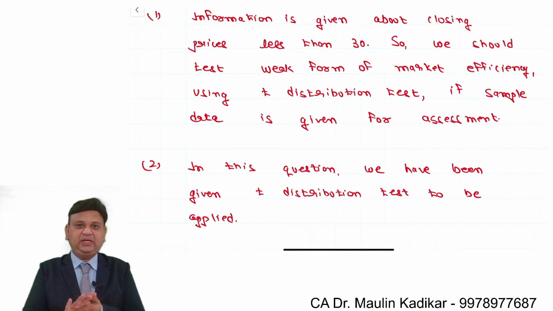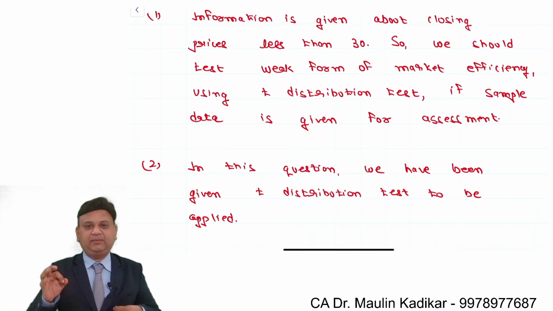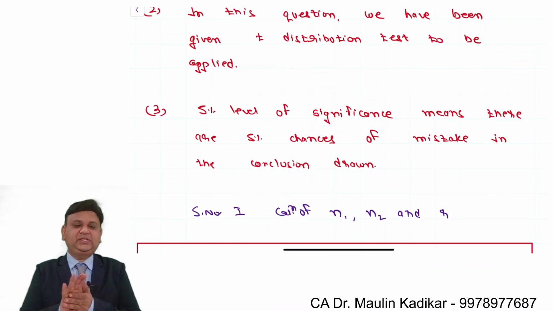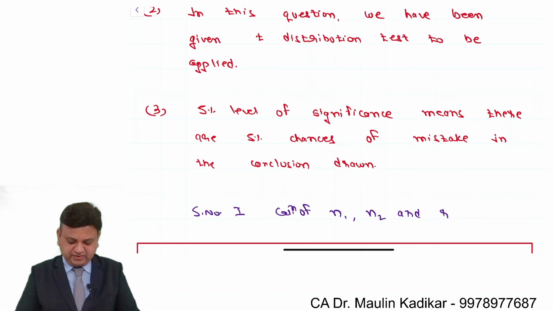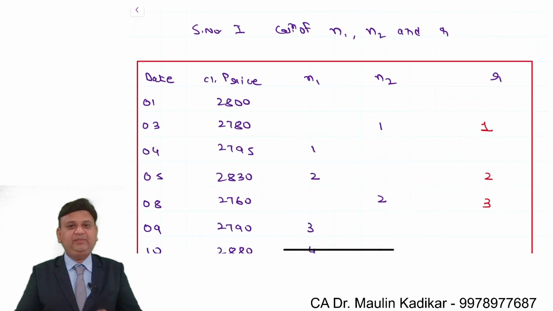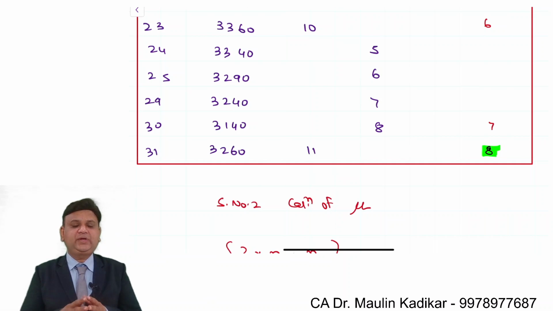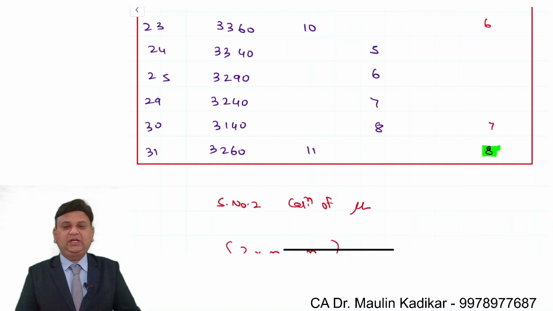So going back for a summary, we have been provided with the information about the number of closing prices which are less than 30, and we have been provided with the clear information that we have to adopt the T distribution test for the purpose of analysis. In step number 1, we make the calculation of number of times price increases, number of times price decreases, and the uninterrupted sequence of the price change, that is R. Just be careful for this calculation, because all the remaining answers are dependent upon this answer. If you make a mistake in N1 or N2, then definitely your entire answer will be wrong.